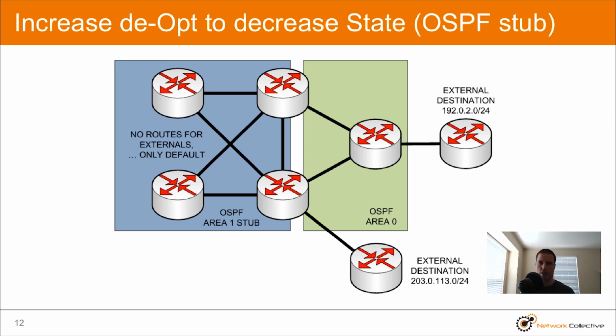So we might use stub areas to solve that problem, but again, we may have this trade-off with optimization. So we are deliberately reducing the optimization in this case. Just one example.